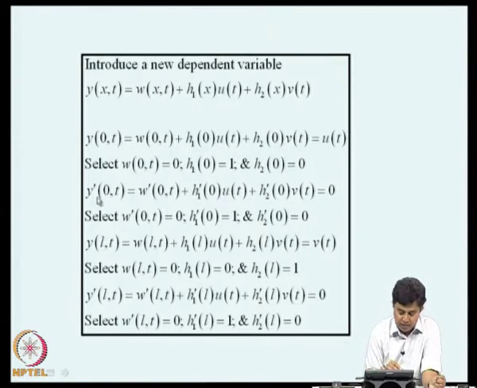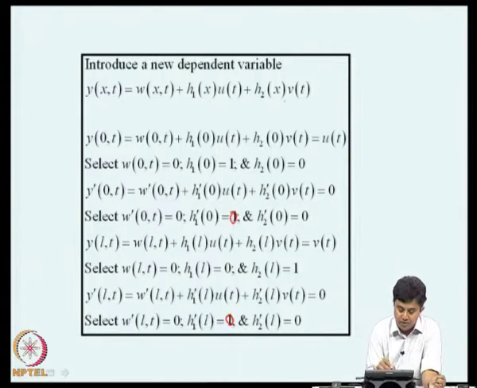Similarly, the condition on y prime of 0 comma t can be satisfied by taking w prime of 0 comma t equal to 0, h1 prime of 0 equal to 0, and h2 prime of 0 equal to 0. Similarly, we satisfy the boundary condition at x equal to L and put conditions on displacement and on slope. We now have two functions h1 and h2. For each one of these functions we get 4 conditions at x equal to 0 and at x equal to L.